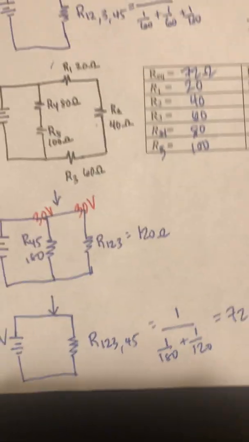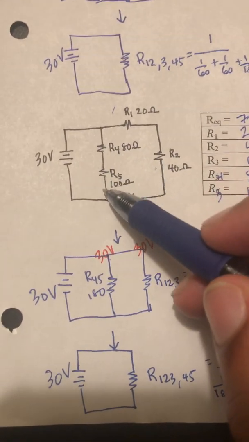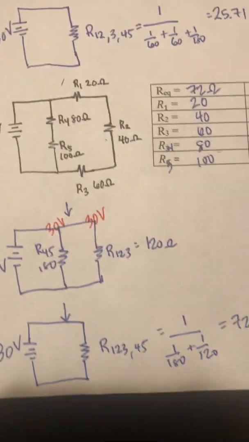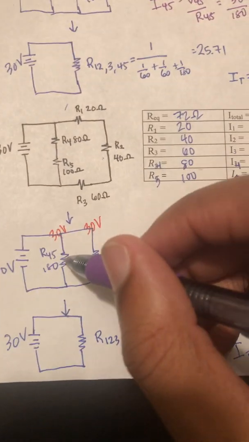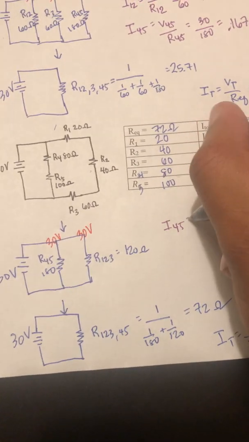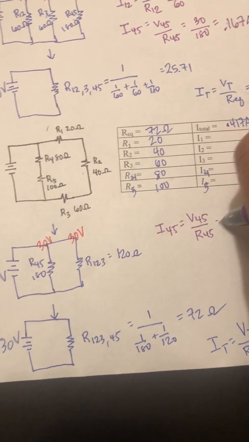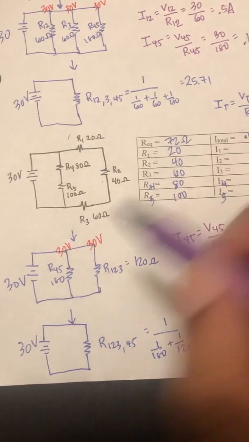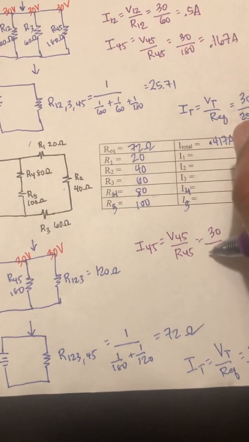So the next question I have to ask myself is, how did I combine 4 and 5? Looking up here, 4 and 5, since they're on the same wire, I combined them in series. So series has the same current. So let me solve for the current here to get these currents. So I45 is equal to V45 over R45. V45 is 30 volts combined. So 30 divided by the combined resistance, which is 180.